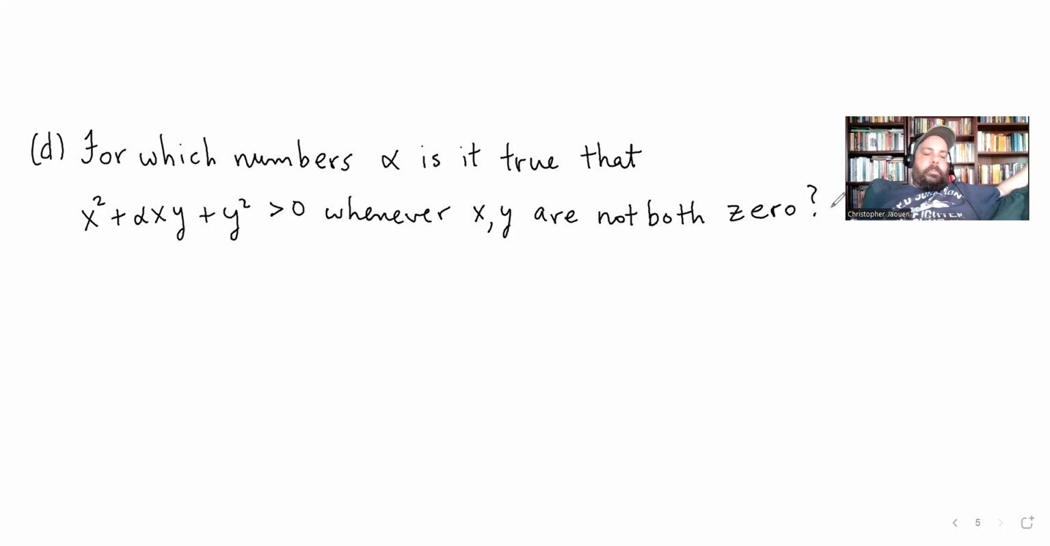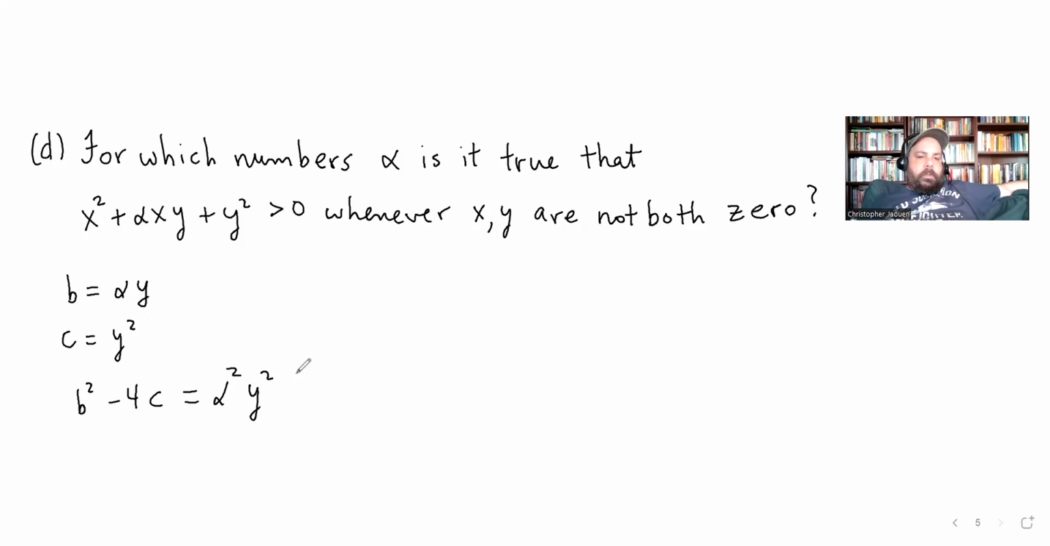Right, so similar type of reasoning. So B then will be alpha y, C will be y squared, and the condition is that B squared minus 4C has to be negative. So in other words, alpha squared y squared minus 4y squared, which is the same thing as alpha squared minus 4 times y squared. This has to be less than 0.